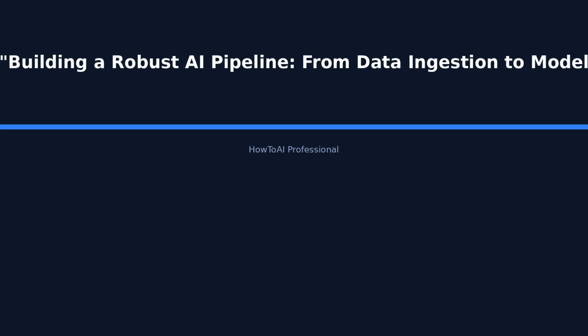What is an AI pipeline? First things first, let's clarify what we mean by an AI pipeline. An AI pipeline is a series of processes that take raw data and transform it into a predictive model that can be used to generate insights, forecasts, or automated decisions.